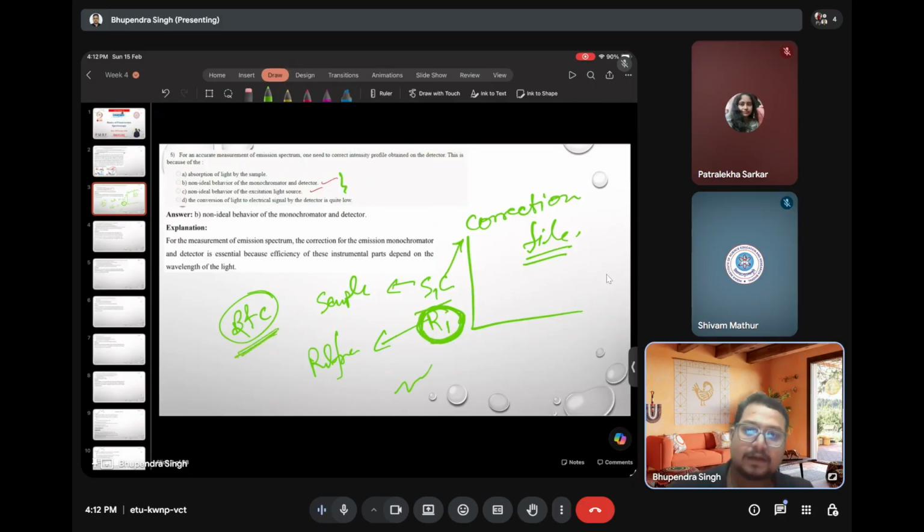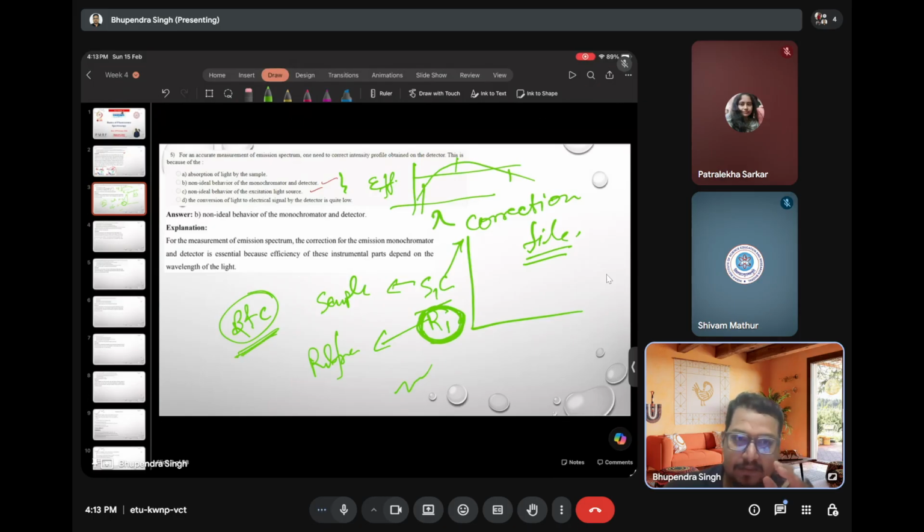And the monochromator and detector are not ideal. What do we mean by ideal? Ideal means that at all wavelengths their efficiency should be constant. But in the real world, nothing is perfect. So the detector behaves like this: at this wavelength the efficiency is low, at this wavelength the efficiency is high, at this wavelength the efficiency is less. Which means it will give you the wrong spectrum.